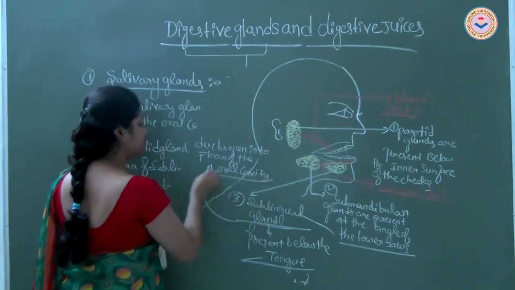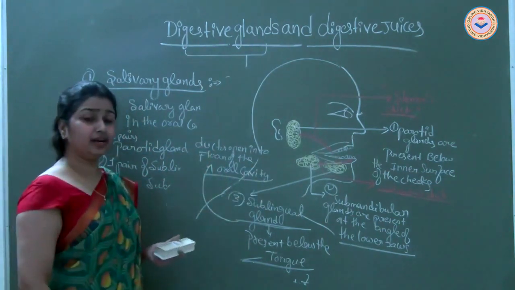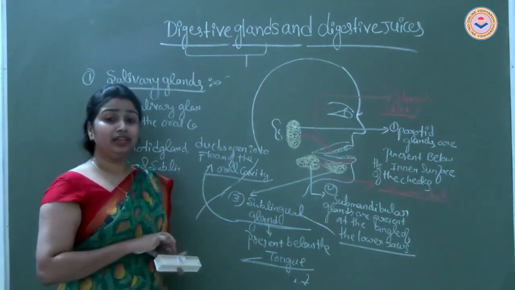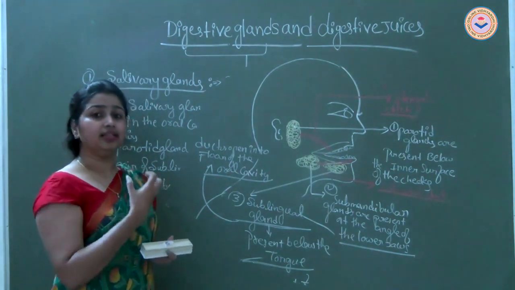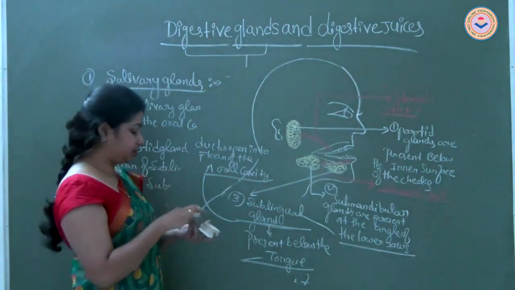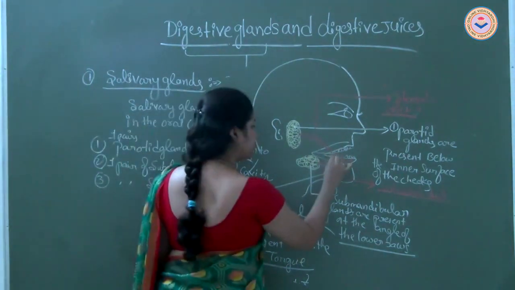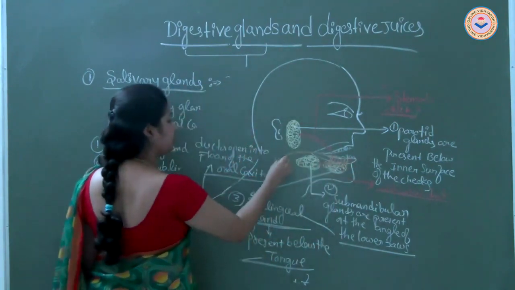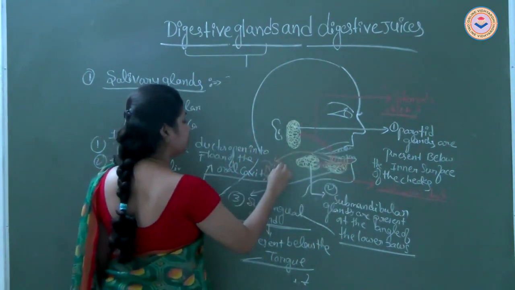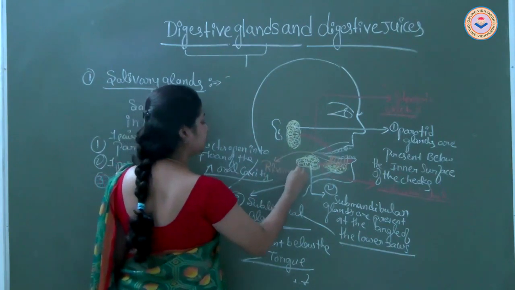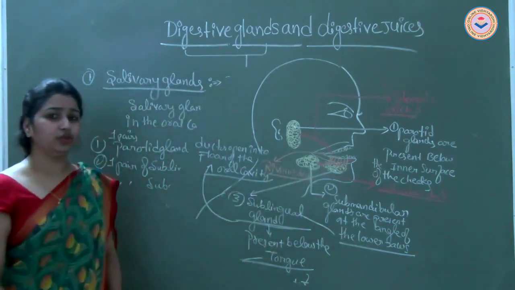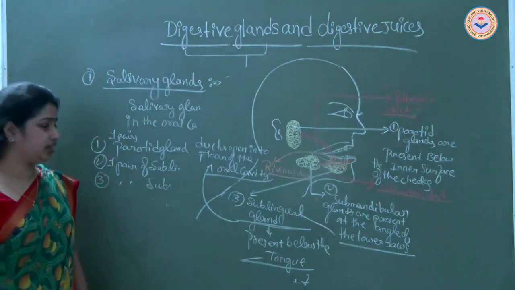The duct of the sublingual gland is called the Rivinus duct, or sublingual ducts. That's it. So these are the three pairs of salivary glands.